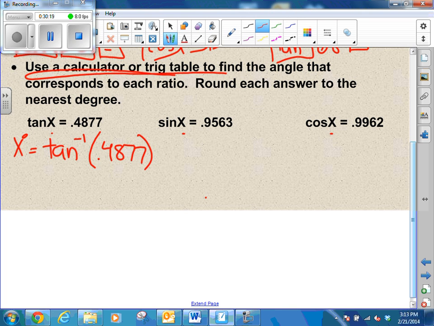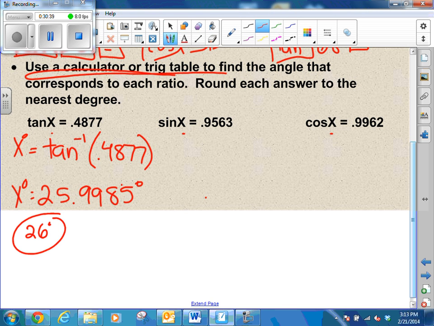Now, give me to 4 decimal places what your degree is. 25.99. Okay, 85. Now, I'm going to have you round to the nearest 10. But because it's 9 here, you round up to 26 degrees. Don't forget your degree symbol, because we're going to get a lot of numbers to work with. You've got to have that degree. Okay?